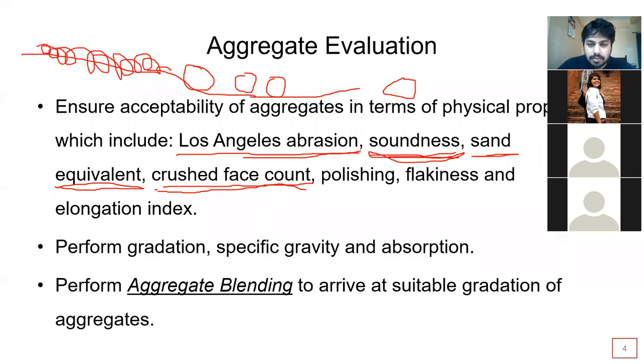So now if we have river aggregates, big river aggregates, or even smaller river aggregates, we cannot use those aggregates. Why? The reason is simple. They are round and the surface texture is very smooth.